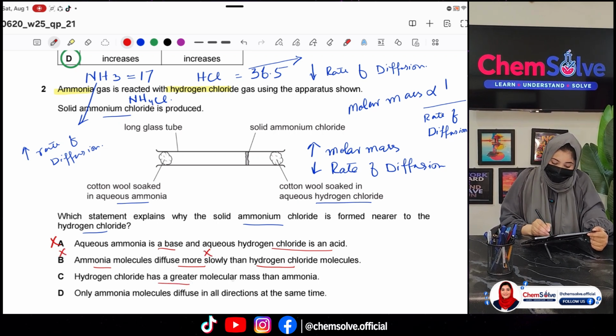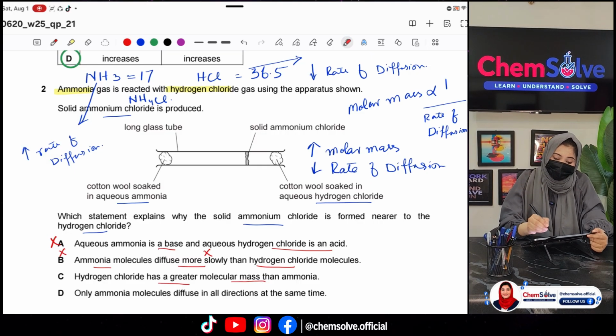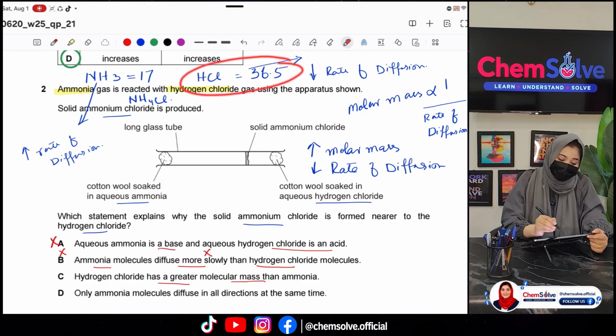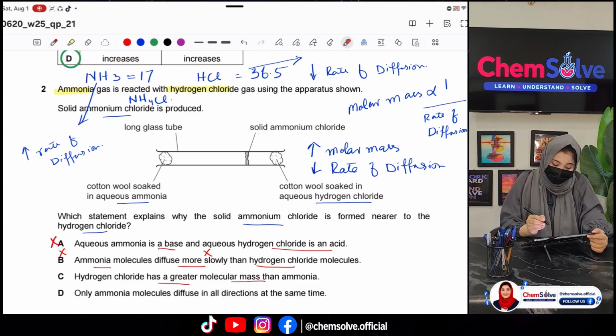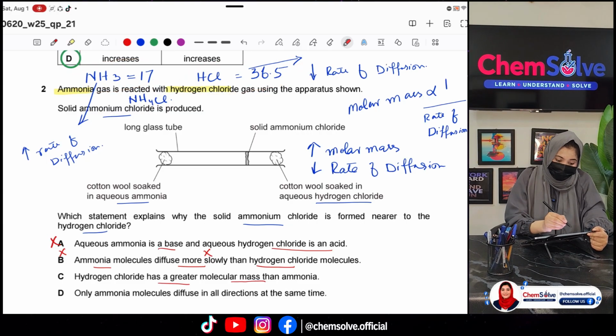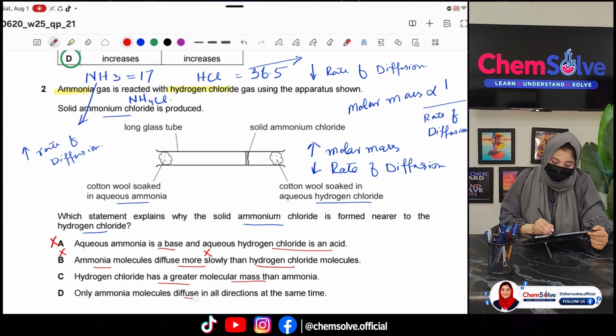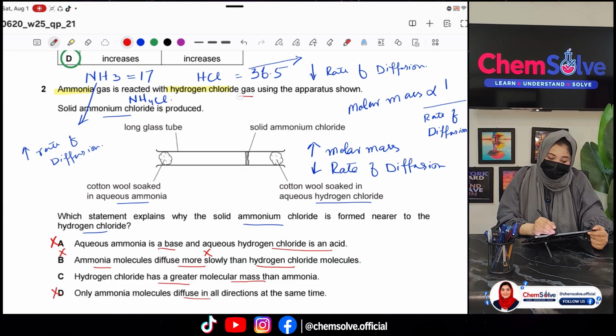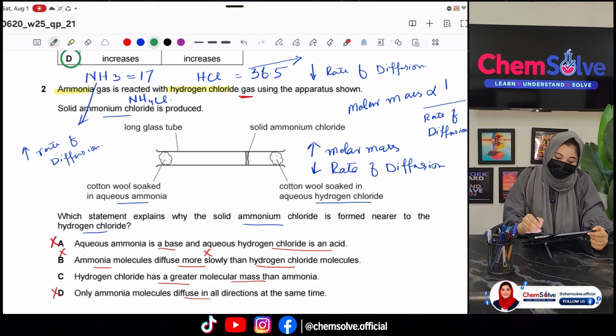Hydrogen chloride has a greater molar mass than ammonia. Yes, clearly hydrogen chloride has 36.5 mass and ammonia has 17 mass. So this option seems to be correct. But look at option D as well. Only ammonia molecules diffuse in all directions. Not at all. Hydrogen chloride is also a gas according to the question, so it will also diffuse. Both the gases will diffuse. So C is the correct option.